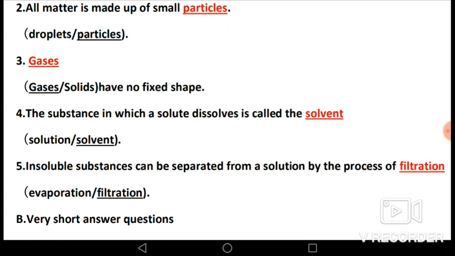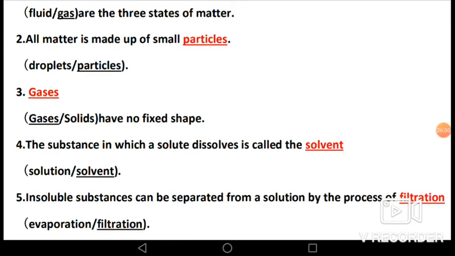Now let's understand the fourth fill in the blank. The substance in which a solute dissolved is called the dash. Options are solution and solvent. The answer is solvent, because a solution is formed when two or more substances mix together such that they are evenly distributed, and the substance in which the solute dissolved is called solvent.